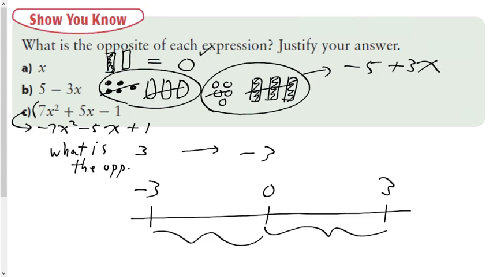If I combine this trinomial with this trinomial, what would I get? I get 0. So if you think about the opposite of an expression, if you think about the opposite of each term within that polynomial, you would get the opposite polynomial.